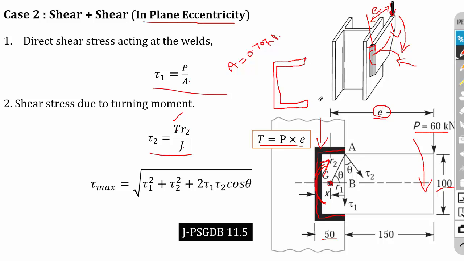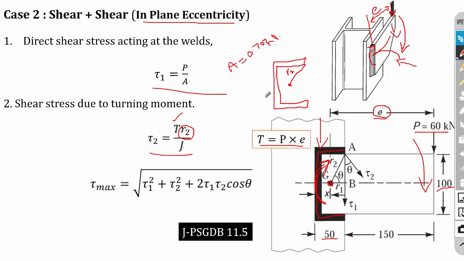Okay. So this is like a C section, and the center of gravity will be here. Eccentricity is the distance between the load acting to the center of gravity. Then this distance should be considered as R2, that is the radius from the center of gravity to the weld joint. So this is the R2.